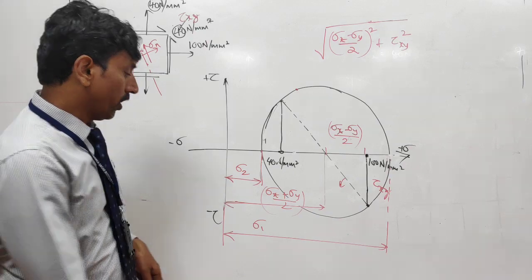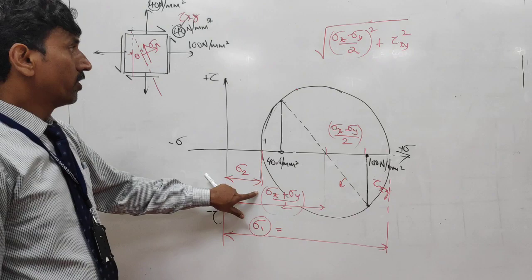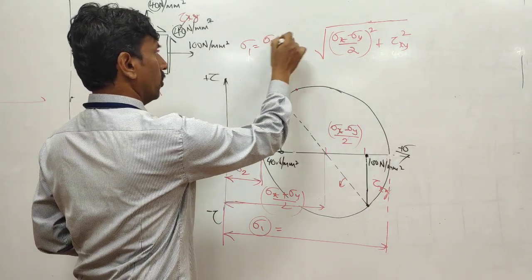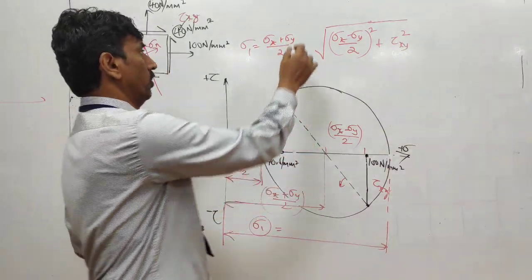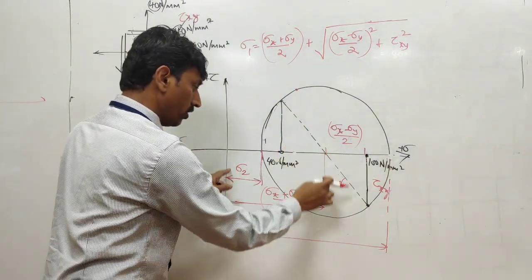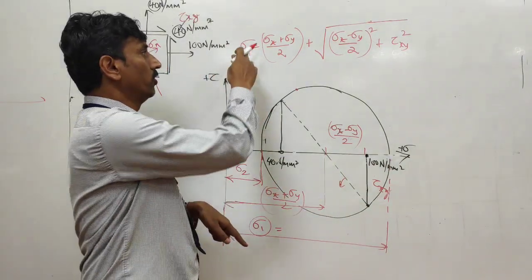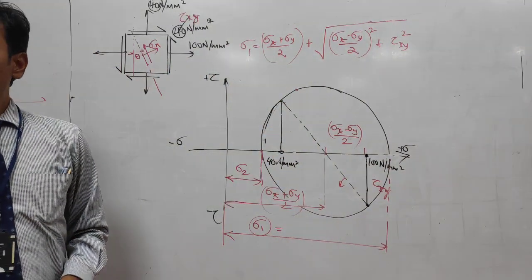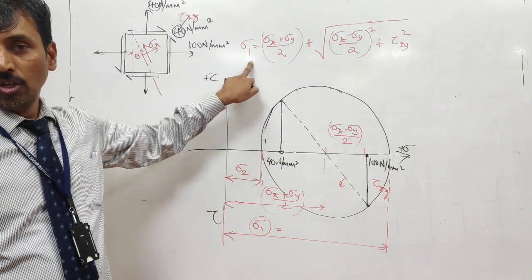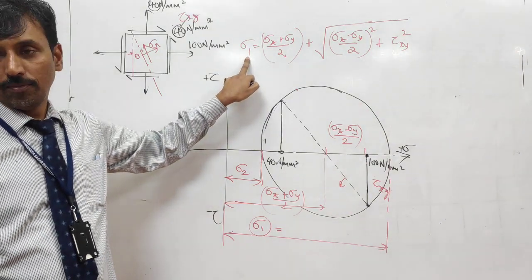So can you tell me what is sigma 1 now? Sigma 1 is nothing but sigma x plus sigma y by 2 plus this radius, which will give you sigma 1. So if you don't want to solve it by Mohr circle method, then you need to remember this equation, which will give you directly the value of maximum stress.